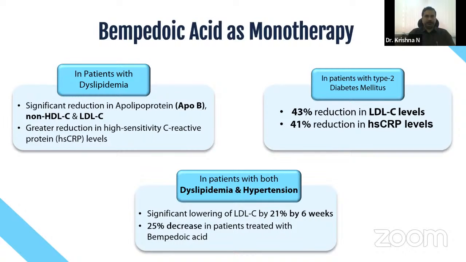So what have they seen? What have they noticed? There's a significant reduction in the apolipoprotein, HDL, and the LDL levels. And also it decreases the high sensitive CRP levels, just like how statins do. And in patients with diabetes, they've noticed a 43% reduction in the LDL-C and the hsCRP. So it actually lowers the LDL-C almost 20 to 30% in patients who are on bempedoic acid as a monotherapy.